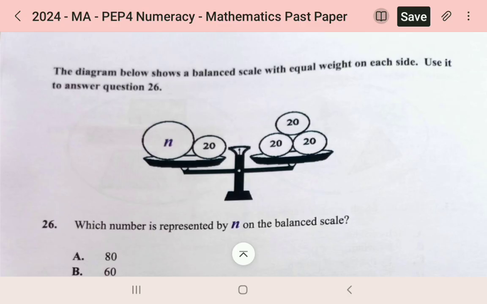This one too looks like a repeat, if I'm not mistaken. I think this is a repeat as well.